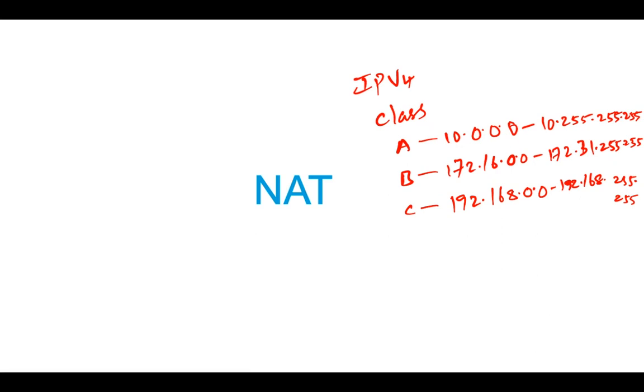To allow a device with a private IP address to access devices and resources outside of your local area network, that means outside the range of these private IP addresses, the private IP address must first be translated to a public IP address. So these private addresses should be translated into public IP addresses.